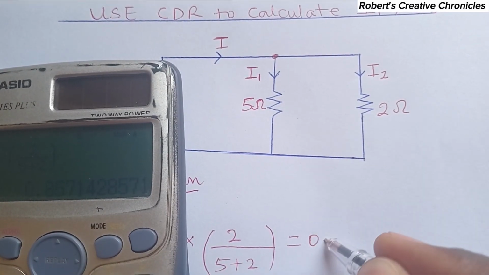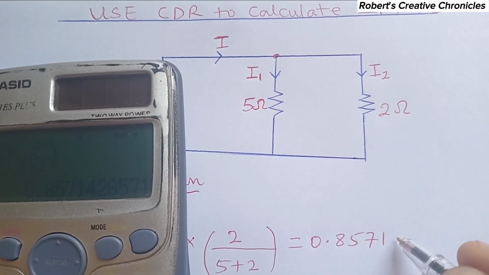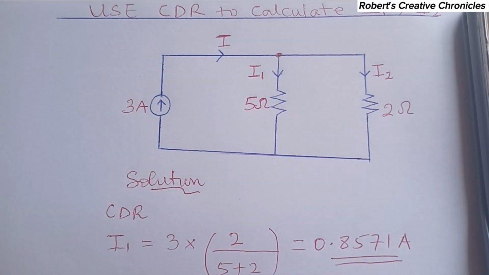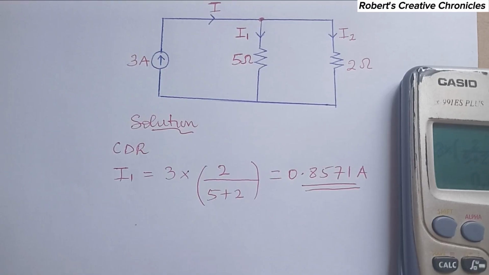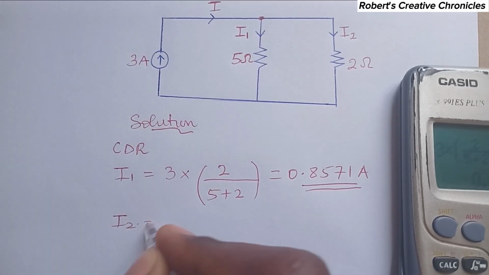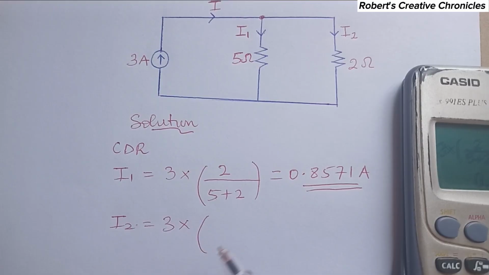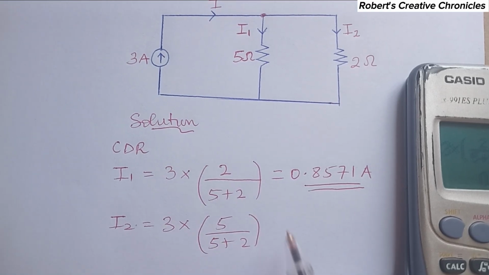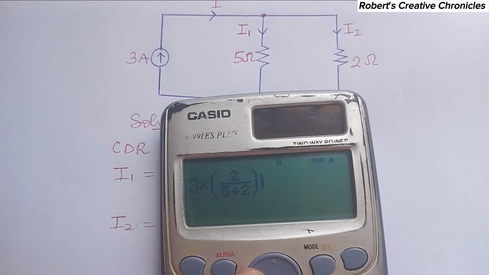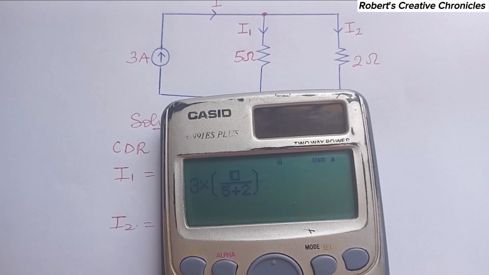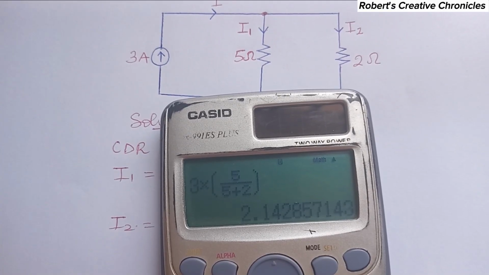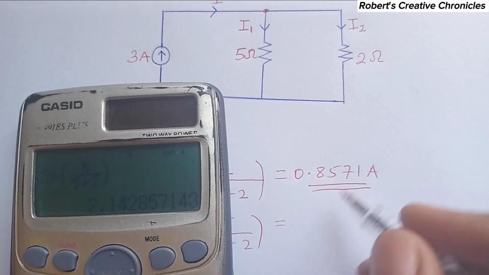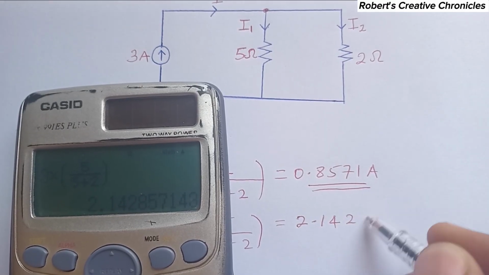So we can say 0.8571 ampere. This is the current flowing through the 5 ohm resistor. Then to find the current flowing through the second resistor, it will be the total current times the resistance of the other resistor, which is 5 over 5 plus 2. In the same way, this becomes 2.1428, which is approximately 2.1429 ampere.